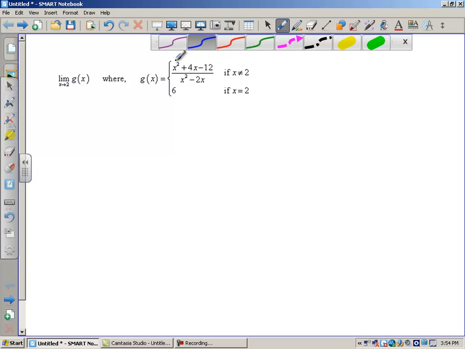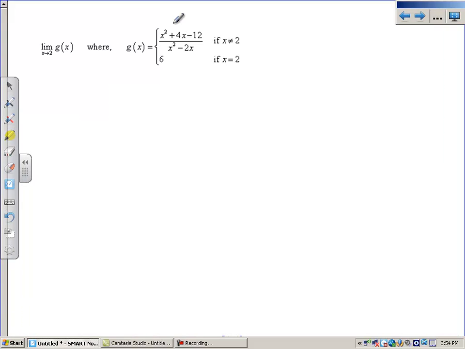We've got this polynomial, this rational equation, if x does not equal 2. This means everywhere else except for 2, we're going to be looking at this graph. And then we've got this single point. When x is 2, y is 6. Now let's go take a look at this picture. What does this look like?